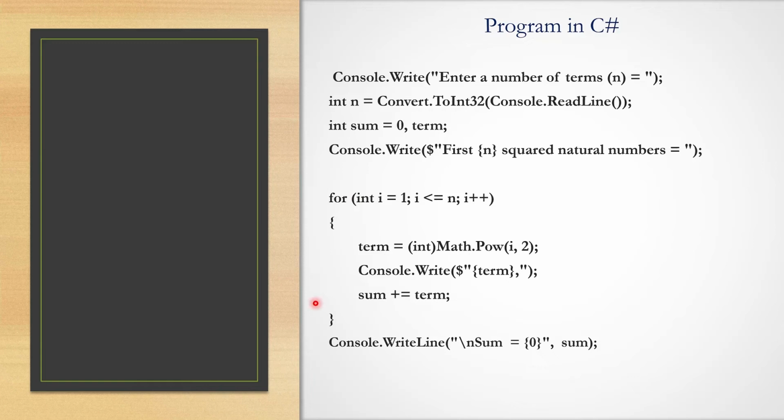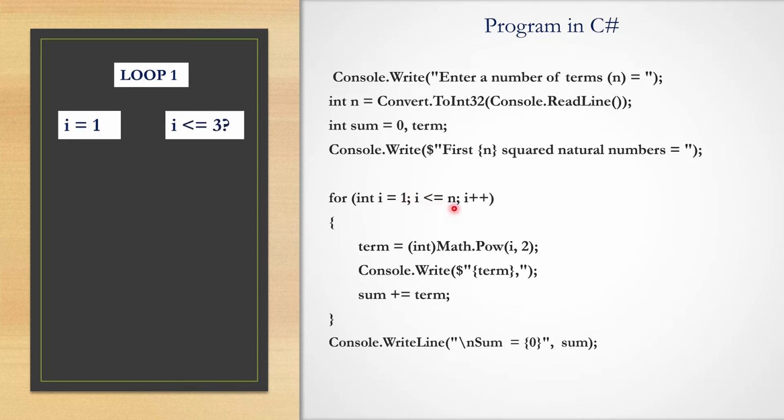For the loop, we have initialized sum equals 0 at first, and in loop 1, our value of variable i would be equal to 1, and then it checks if i is less than or equal to n, which is 3, which is yes, then it goes into the loop, and it finds term where it calculates the square of i, which is 1 square.